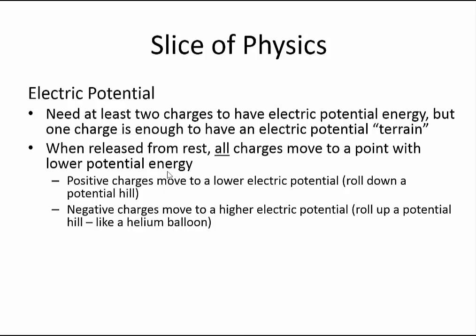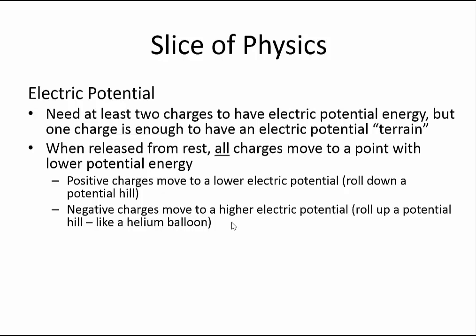Now, where it gets tricky is that for positive charges, that also means that they move to a lower electric potential. So positive charges roll down a potential hill, whereas negative charges have to climb up to a higher electric potential point in order to decrease their potential energy. So negative charges will roll up a potential hill when let loose, like helium balloons do near the surface of the Earth. So that's what happened to the free charge.